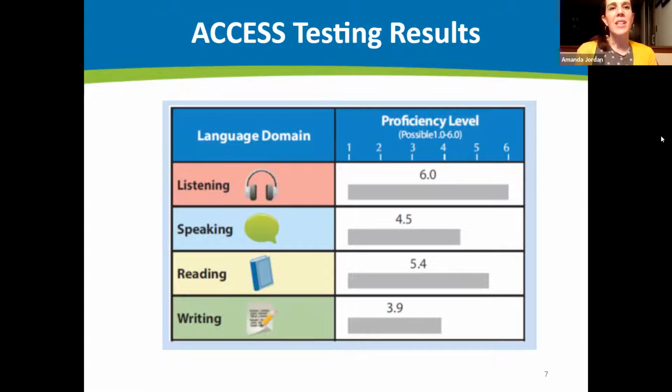Correct. So as I stated, ACCESS testing is taking place currently. ACCESS tests are not scored within the district, but rather they are sent out. And then we receive the ACCESS testing results back, and they are used to level our students that are ELL students and to assist them in developing their English language skills.